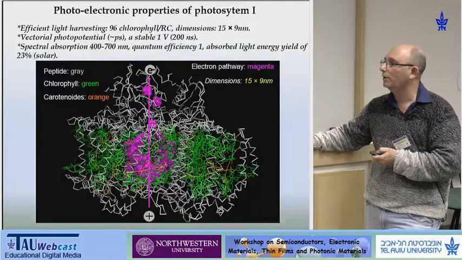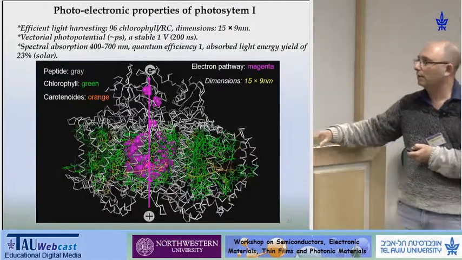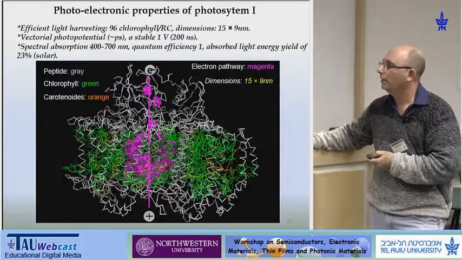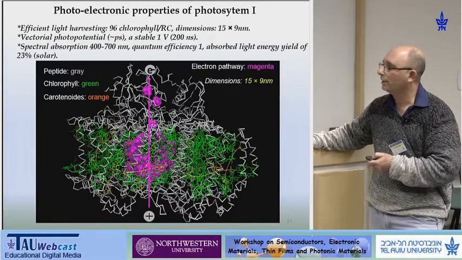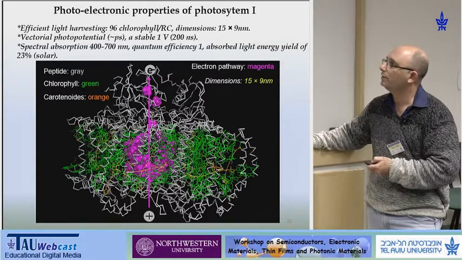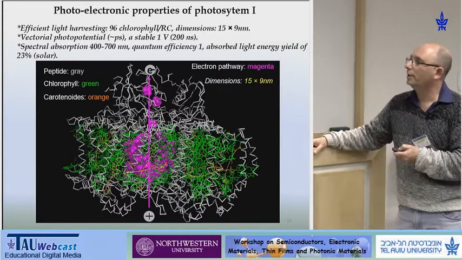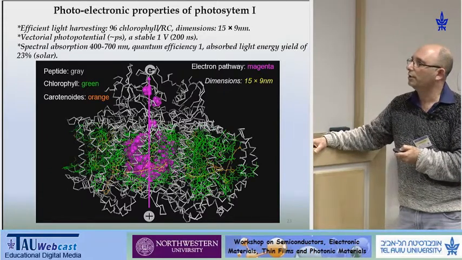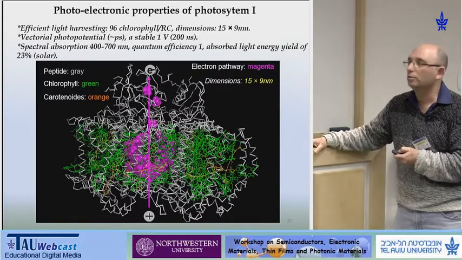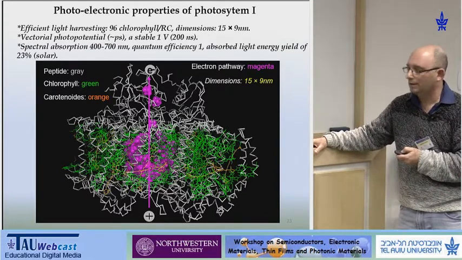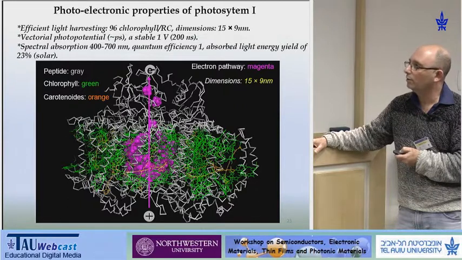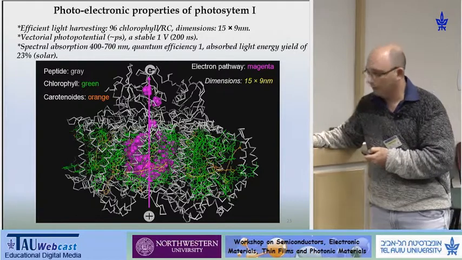So the Photosystem 1 is a light harvesting protein in which you have several parts inside. You have the antenna, you have some kind of reaction center. It absorbs in the visible range at two distinct peaks. We're going to talk about it in a minute. And it has a very nice and very efficient internal quantum efficiency, which we thought we should explore.